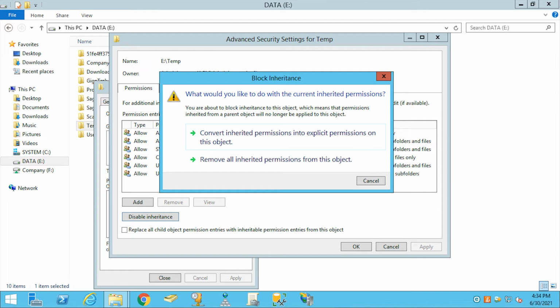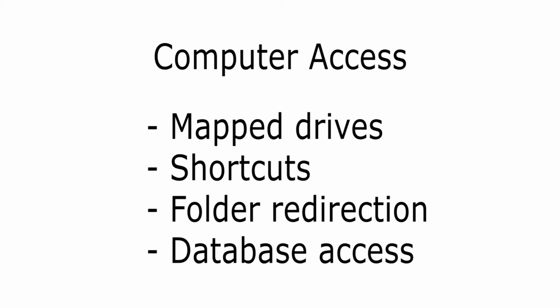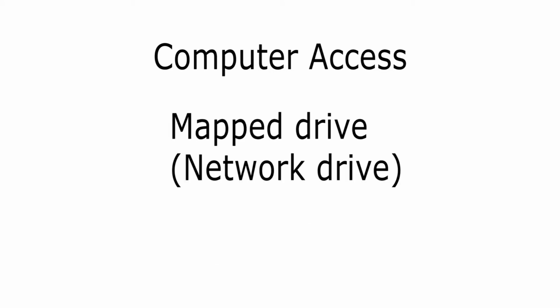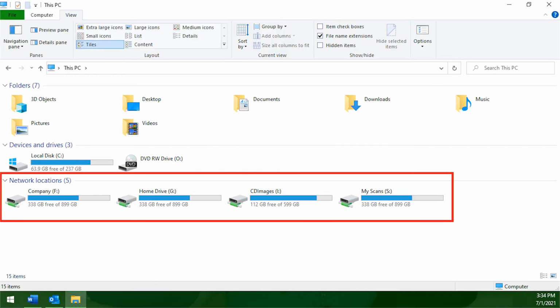There are a few ways desktops and laptops access these shares, along with other information on a server, such as via mapped drives, shortcuts, folder redirection, and database access. A mapped drive, also called a network drive, presents itself as a drive letter underneath network locations in Windows Explorer under what's called This PC. Mapped drives are a convenient way for multiple users at a company to share the same set of folders.